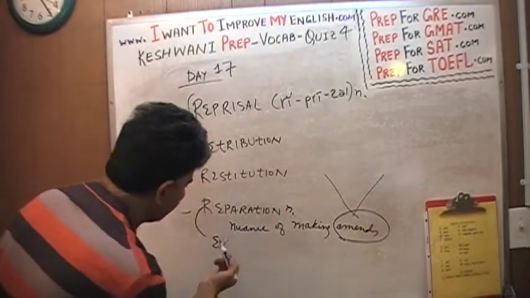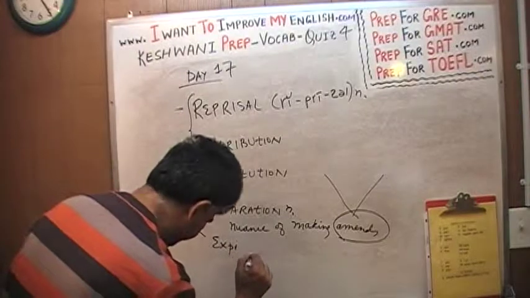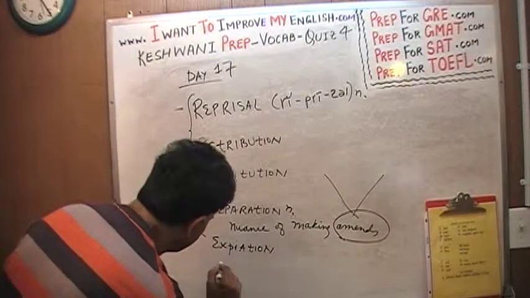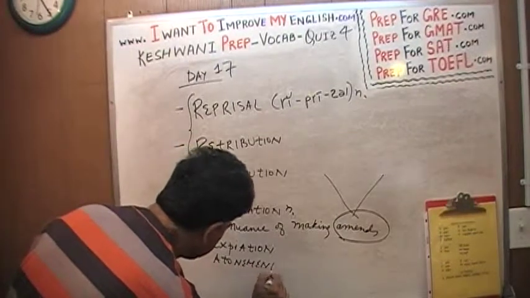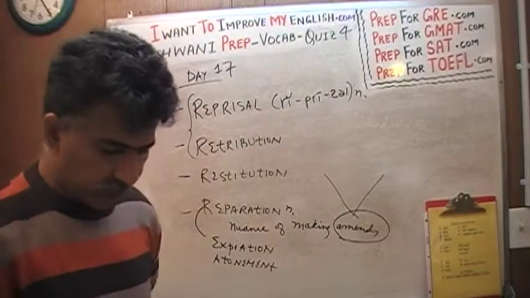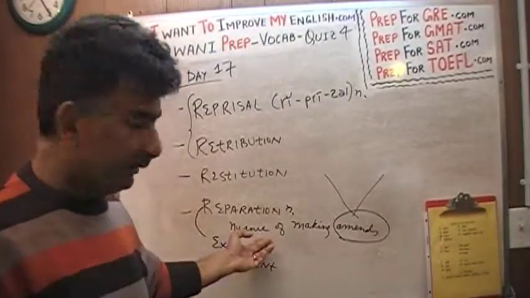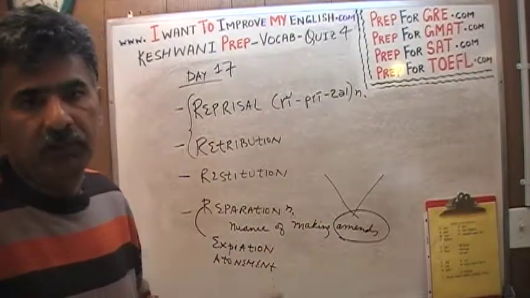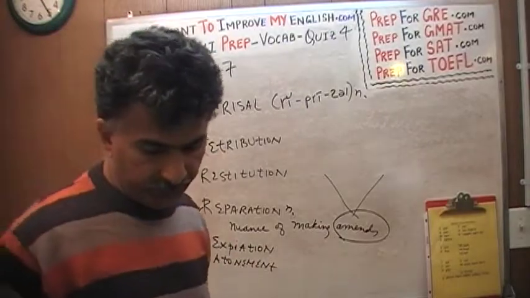Reparation is a noun, and a couple of synonyms would be expiation, and atonement. And they all mean the same thing. Expiation means making amends. Atonement means making amends. To make up for something that you did wrong is what atonement is, which is what a reparation is.